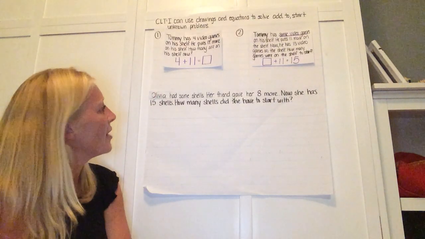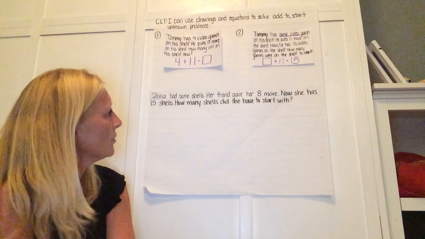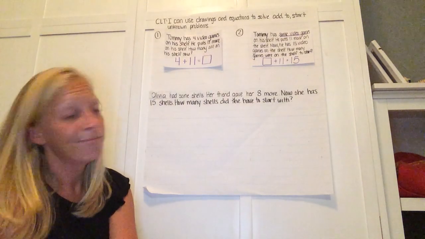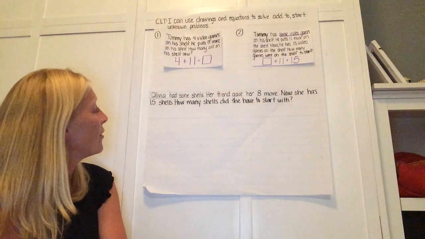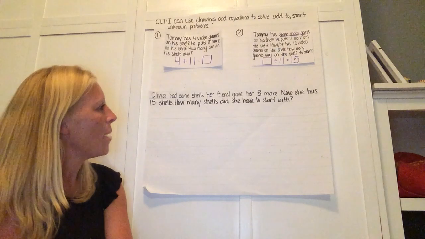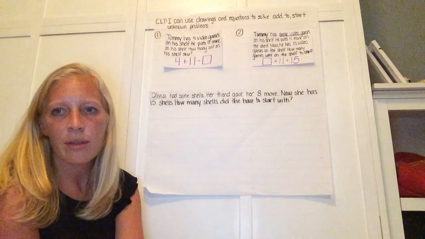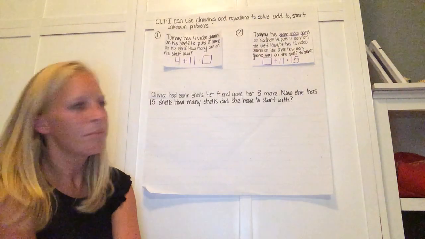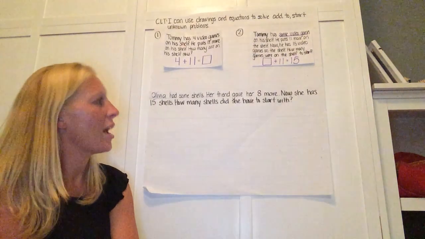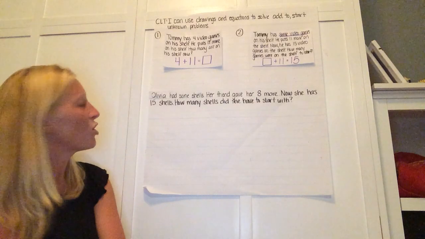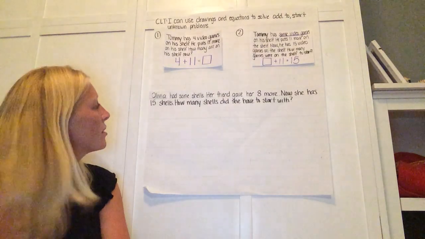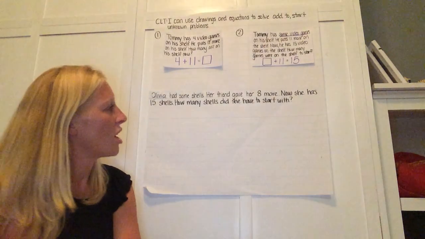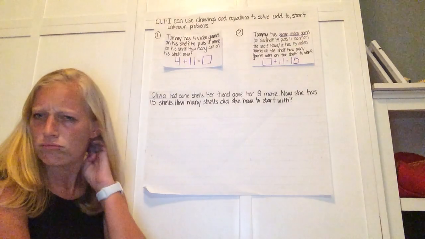Olivia had some shells. Her friend gave her 8 more. Now she has 15 shells. How many shells did she have to start with? Olivia had some shells. Her friend gave her 8 more. Now she has 15 shells. How many shells did she have to start with?